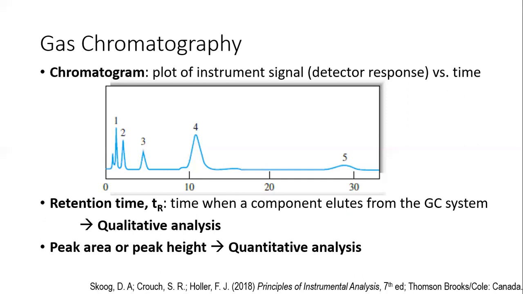Whereas your peak area, the area under the curve or the peak in your chromatogram, or in case the peaks are very narrow, for example, the ones here in peaks 1 and 2, they have very narrow peaks, so you will obtain the peak height. Both peak area or the peak height would give you your quantitative information, so how much is the concentration of your components in the solution.